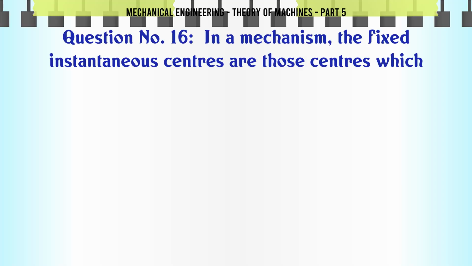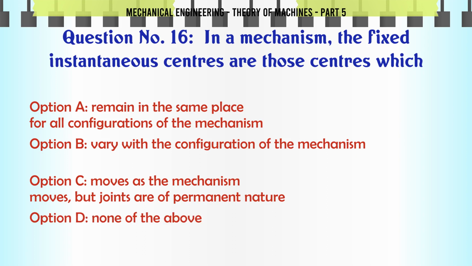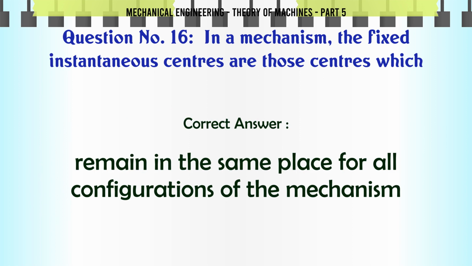In a mechanism, the fixed instantaneous centers are those centers which A. Remain in the same place for all configurations of the mechanism. B. Vary with the configuration of the mechanism. C. Move as the mechanism moves but joints are of permanent nature. D. None of the above. The correct answer is remain in the same place for all configurations of the mechanism.